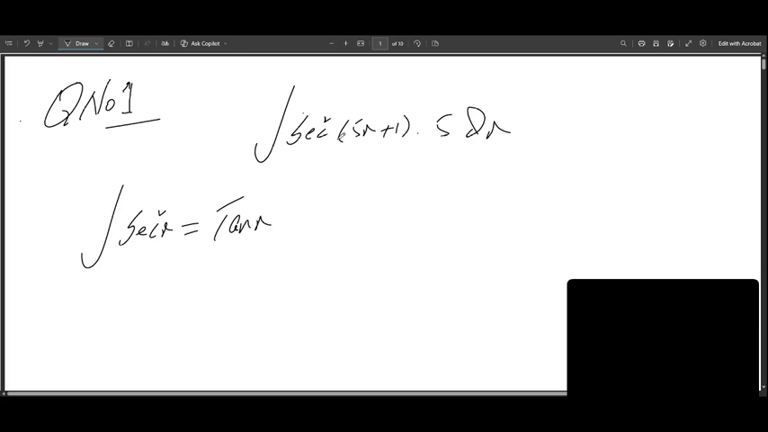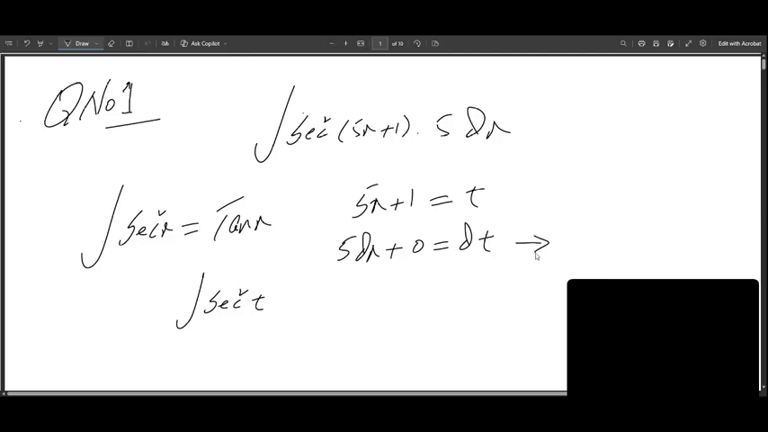So if we turn this secant square 5x plus 1 into one variable, what we need to do is substitute that 5x plus 1 equals t. If we differentiate both sides, it will turn into 5 dx plus 0 equals dt. And the whole integral will turn into secant square t, and this part, you can see, is 5 dx equals dt.